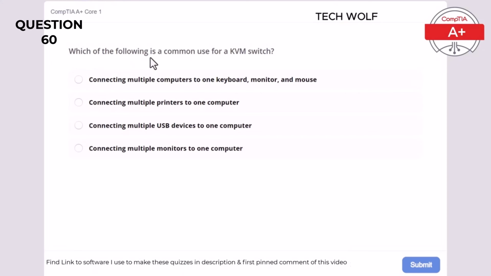Which of the following is a common use for a KVM switch? Connecting multiple computers to one keyboard, monitor and mouse? Connecting multiple printers to one computer? Connecting multiple USB devices to one computer? Or connecting multiple monitors to one computer? And the correct answer here is connecting multiple computers to one keyboard, monitor and mouse.